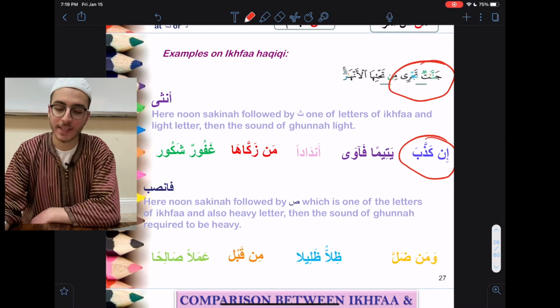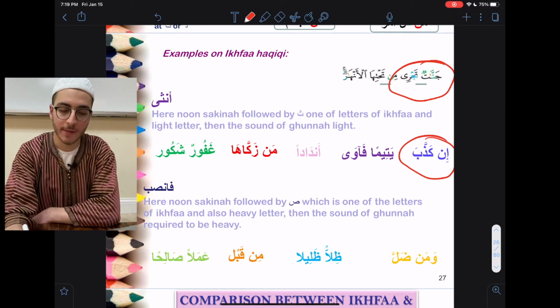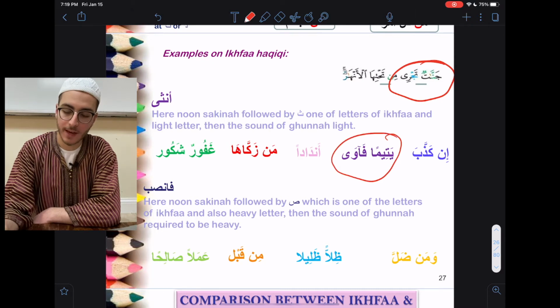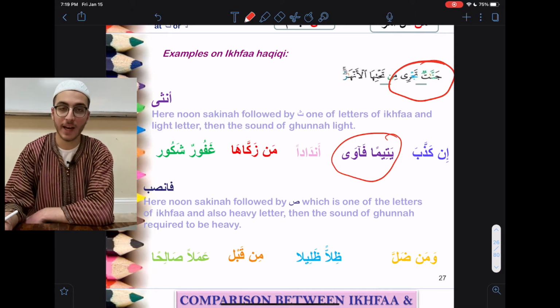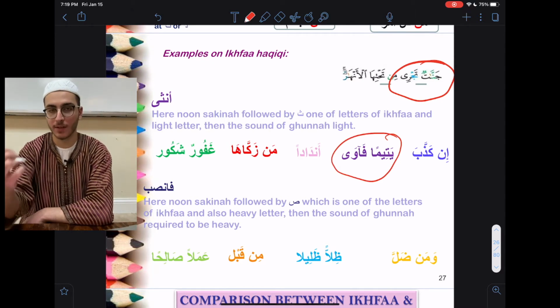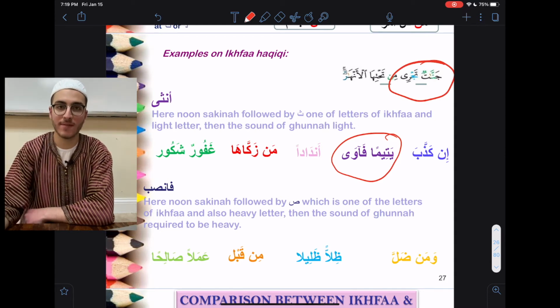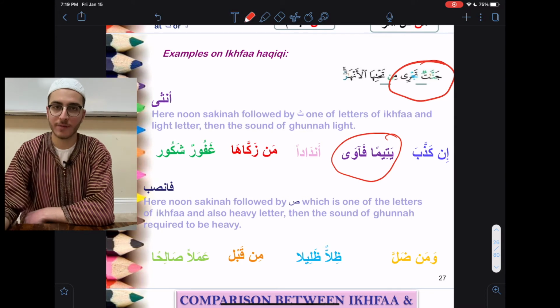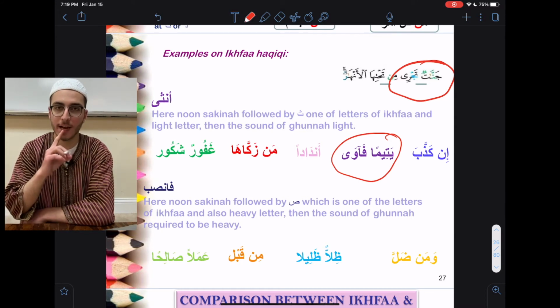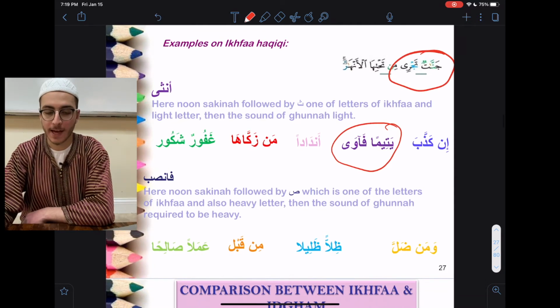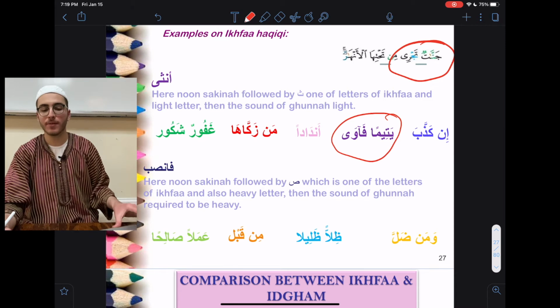Next example, yatiman fa'awa. Okay? So fa sounds different than kaf, because it's in a different makhraj. So yatiman fa'awa. Remember the makhraj of fa? Fa is pronounced with the edges of the top teeth behind the bottom lip. Okay? So those are some examples of ikhfa.